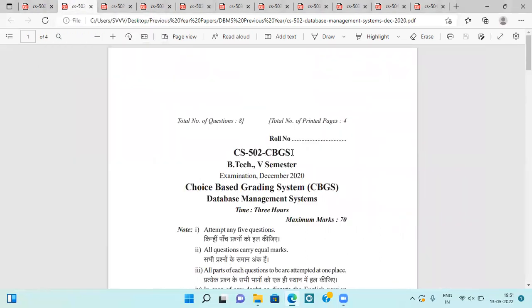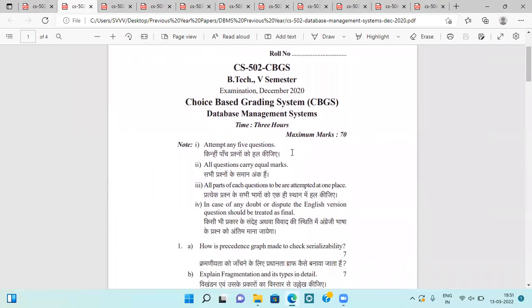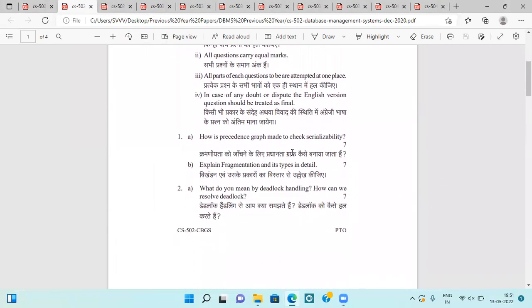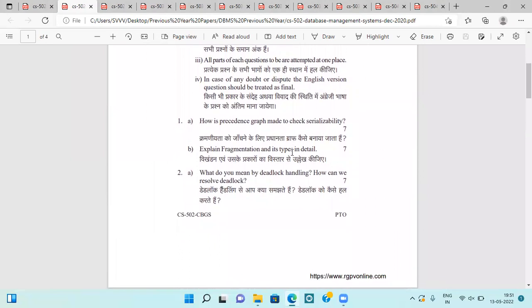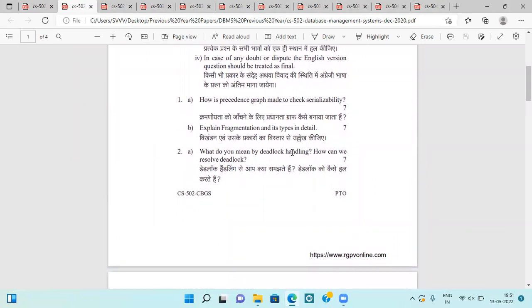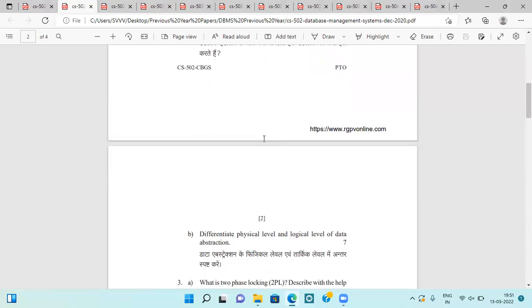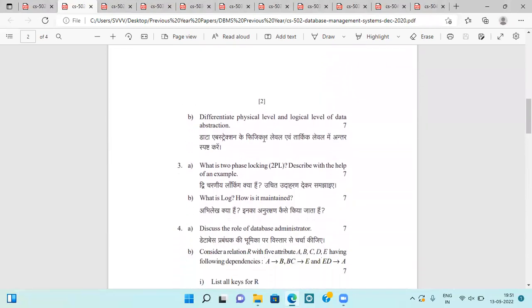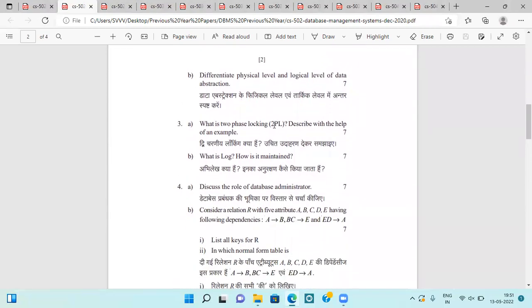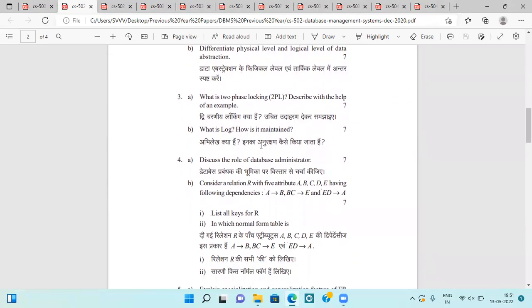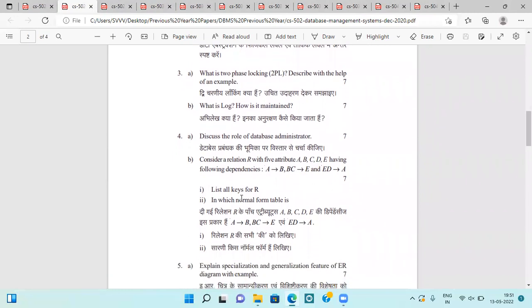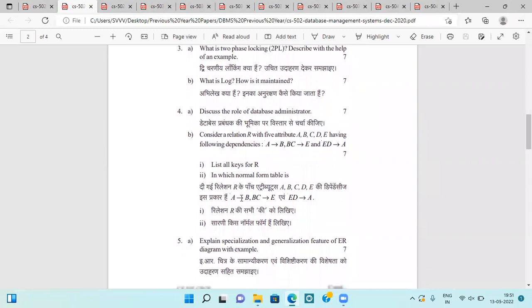Next question paper is of December 2020, and they have asked precedence graph made to check serializability and fragmentation and its types in detail, deadlock handling and how we resolve deadlock, differentiate physical level and logical level of data abstraction, 2PL, two-phase locking protocol, and with the help of an example, we have to explain it, and log and how do we maintain it, discuss the role of database admin.